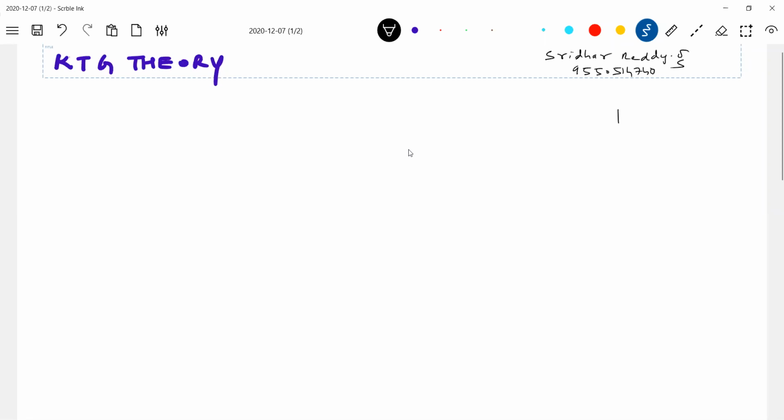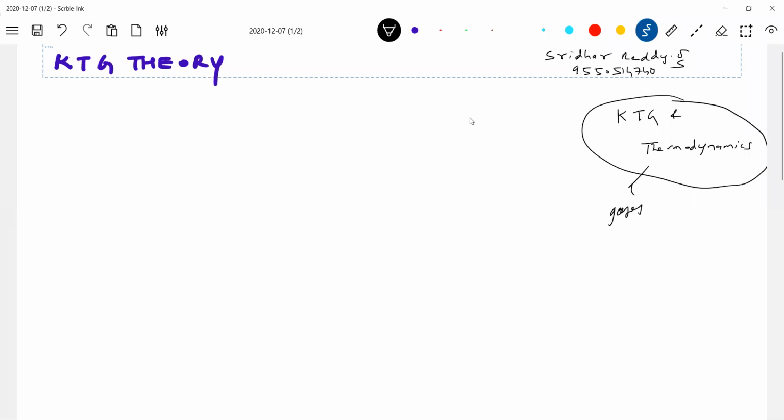So if you look at the KTG, criteria of gases. Later on I'll update it. Okay, we have KTG and thermodynamics. These are the two things we'll discuss here, about gases only. When you supply heat to the gas, how will it behave? So the criteria of gases is the microscopic approach.